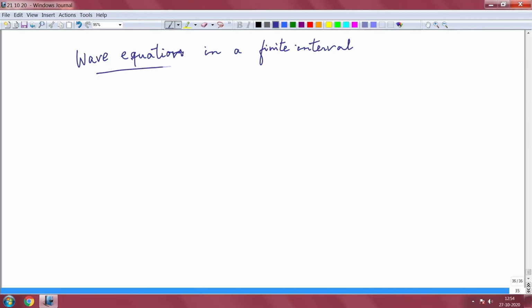Let me state the problem again. So, now again the wave equation, and now x lies only in a finite interval. So, call it 0 L. We can always bring any finite interval into this form. So, instead of writing a b, we will just write 0 L.